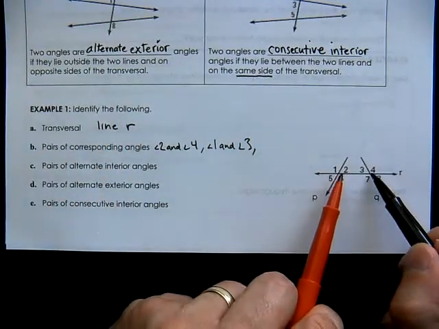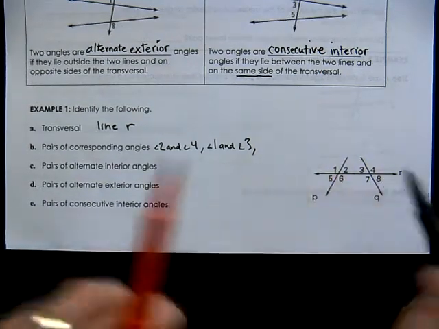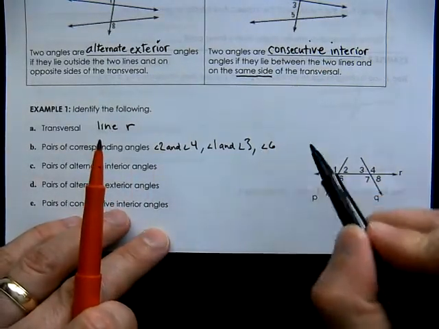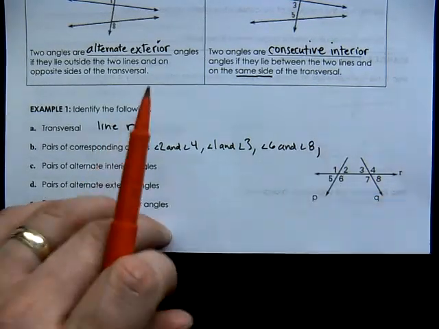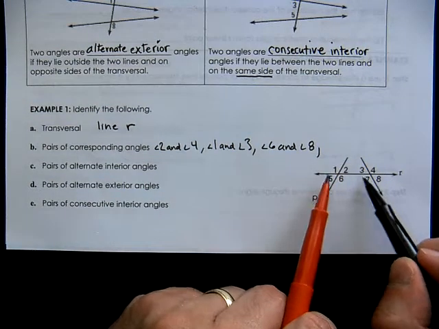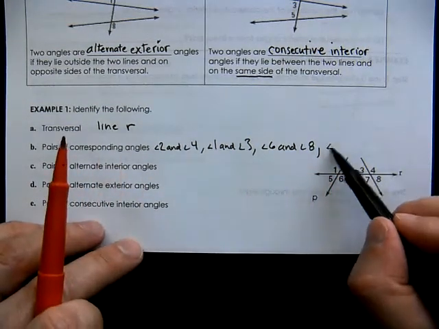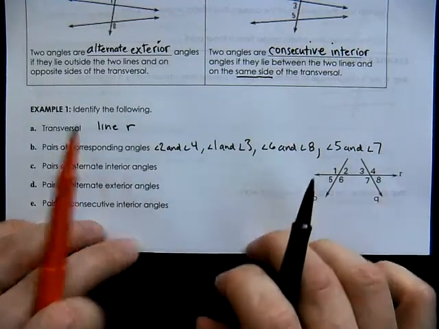Then from those points of intersection, if we go down and to the right, we end up here at 6 and 8. So angle 6 corresponds with angle 8. And then from the points of intersection, let's go down and to the left, we have 5 and 7. So we would say angle 5 corresponds with angle 7.